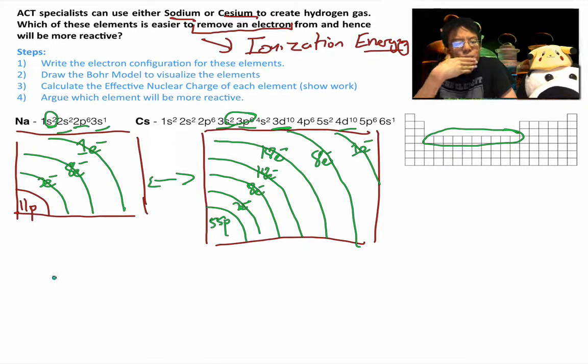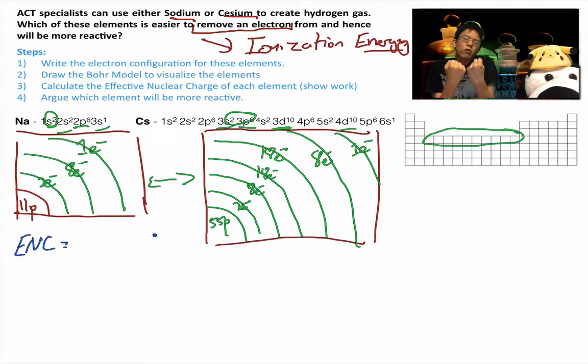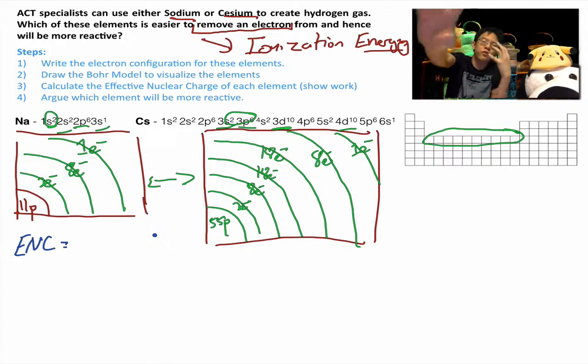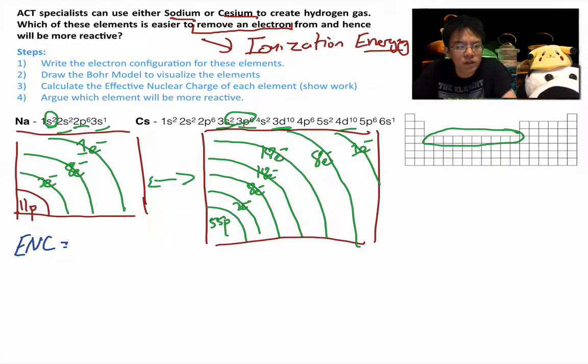All right. But one thing that can help me sometimes is also the effective nuclear charge, and I want to make sure I calculate that. Remember, the effective nuclear charge is how many protons an electron way out here feels pulling on it. Let's focus in on the valence electron, since those are the ones that are likely to leave. So for Na, it's the one on the third ring. How hard is it for that electron to escape? Well, I've got 11 protons pulling on it.